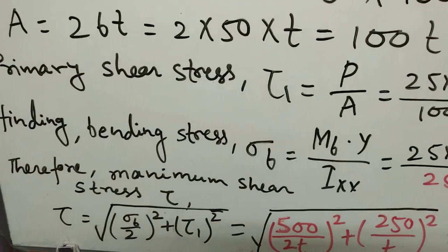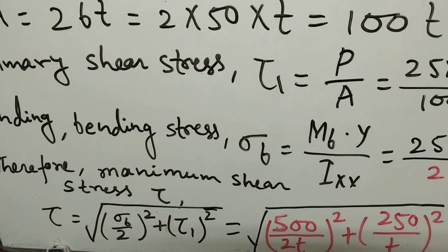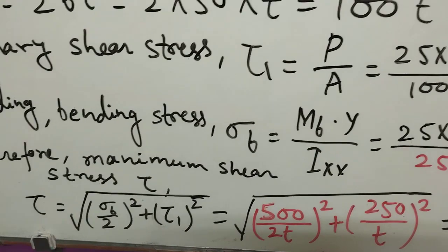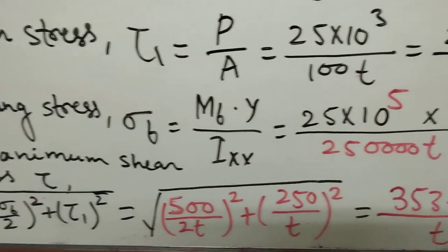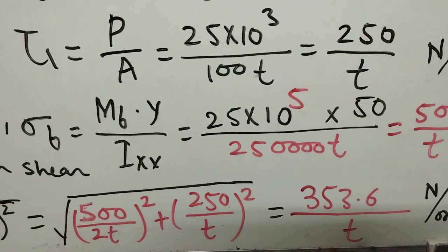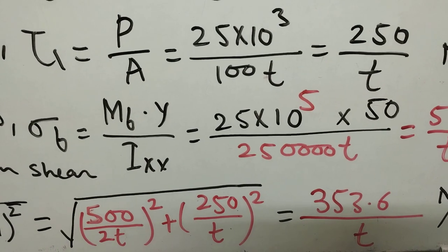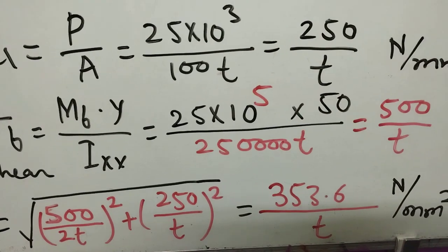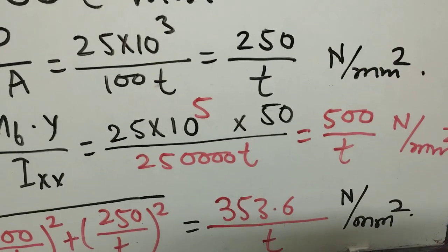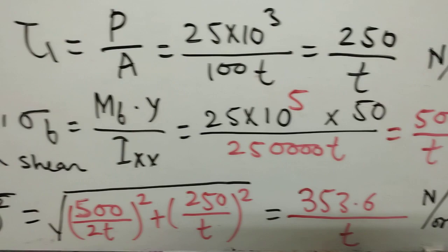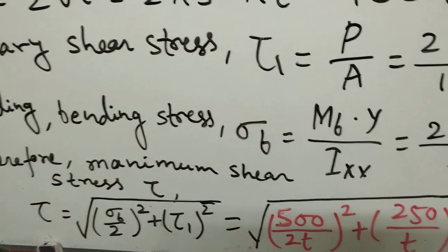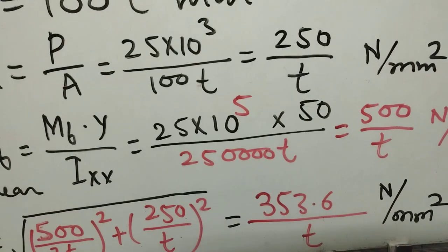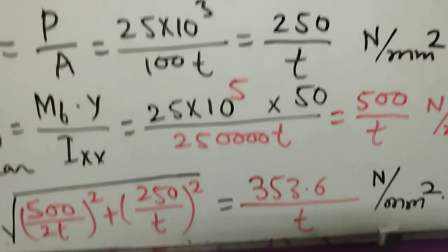Now the maximum shear stress theory, tau equal to root under sigma B by 2 whole square plus tau 1 whole square. Then we put the value of sigma B, 500, root under 500 divided by 2T whole square plus 250 by T whole square. Then we get the result of sigma B and tau 1. This is the tau, and we get the value 353.6 divided by T Newton per millimeter square.